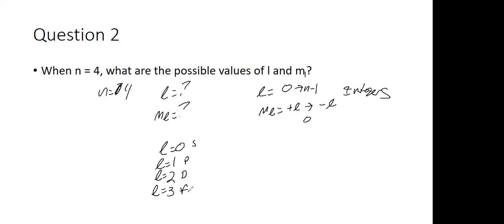Right. Now that we have our L's, let's do m sub L, which range from plus L to minus L. So if L equals 0, the only possible value of m sub L is 0. If L equals 1, it could be 1, 0, or minus 1. If L equals 2, it could be 2, 1, 0, minus 1, minus 2. If L equals 3, it can be 3, 2, 1, 0, minus 1, minus 2, minus 3.